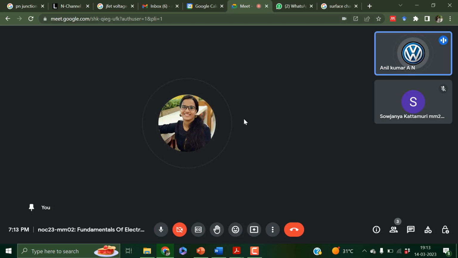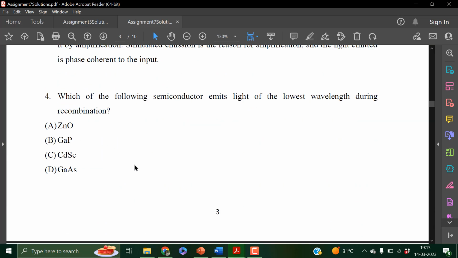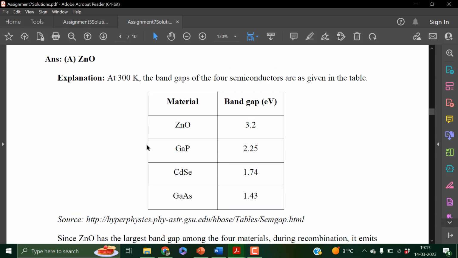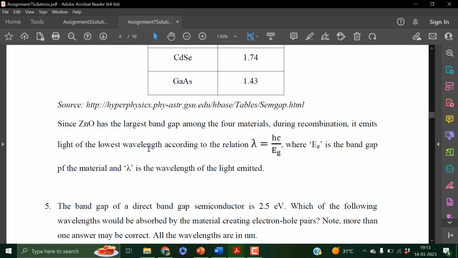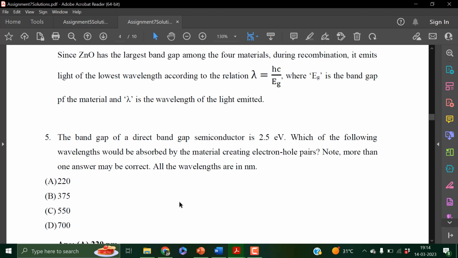Ma'am, the fourth one. Which of the following semiconductors emits light of lowest wavelength during recombination? I used the formula E_g equals hc by lambda, and from the knowledge of the energy gap, I solved this problem. The easiest way is 1240 by lambda: if you take energy in electron volts, instead of calculating hc, E_g equals 1240 by lambda. Based on that, yes, that's correct.